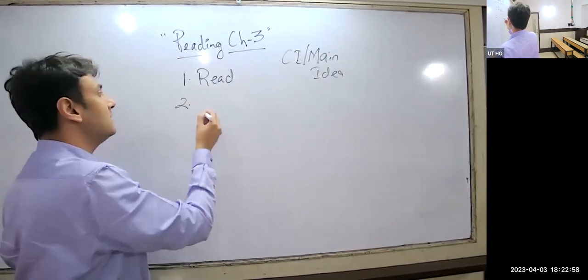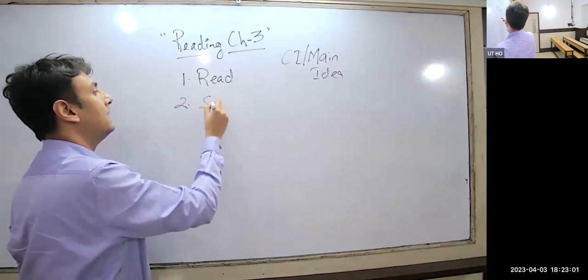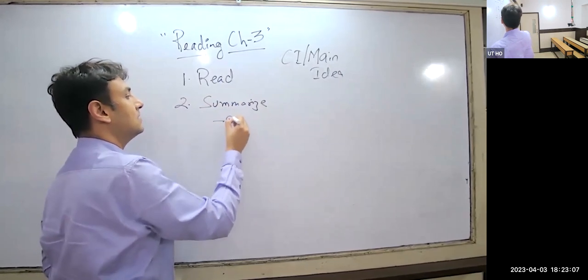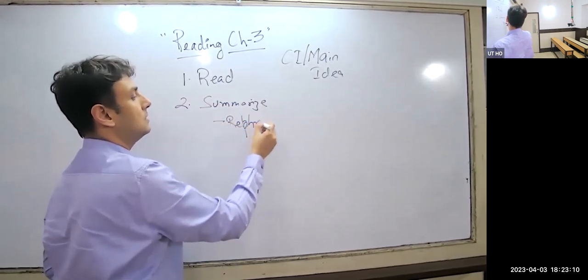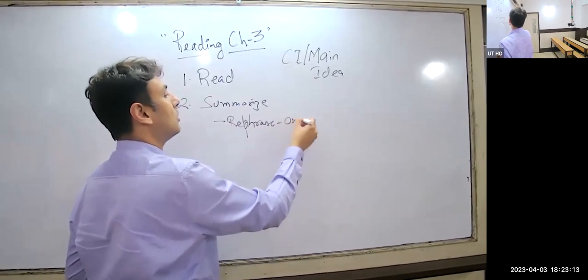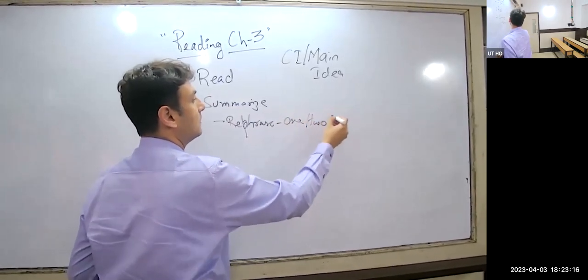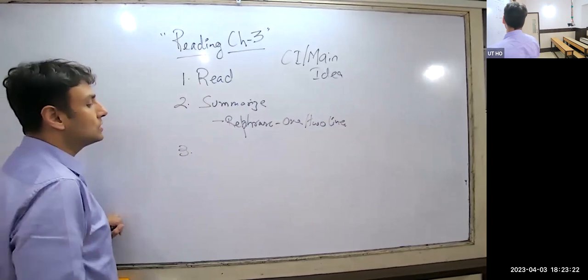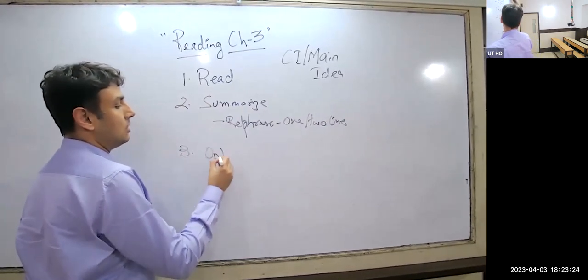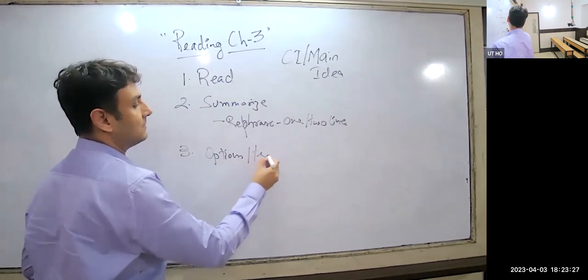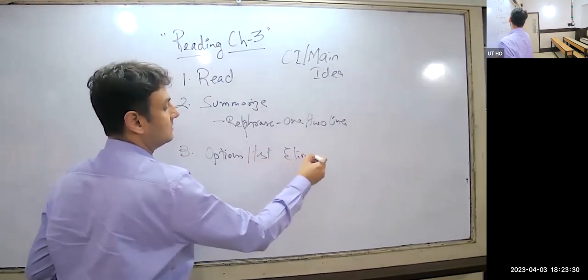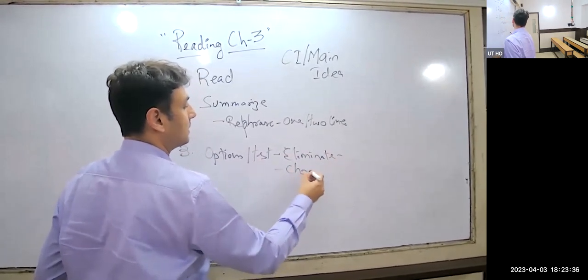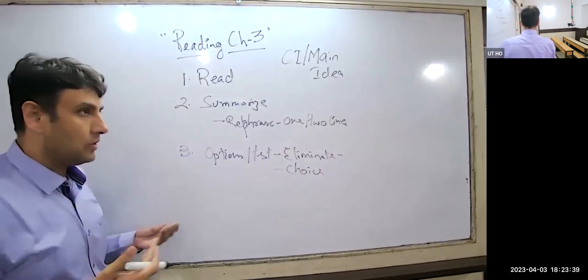The second stage is where I will try to summarize and rephrase the whole passage into a couple of lines, not more, 1 or 2 lines, to understand what it is talking about. And then I will go to the options and visit them. I will test them and eliminate, and choose whatever suits me. So I'll make a choice of the right option or the selected option.